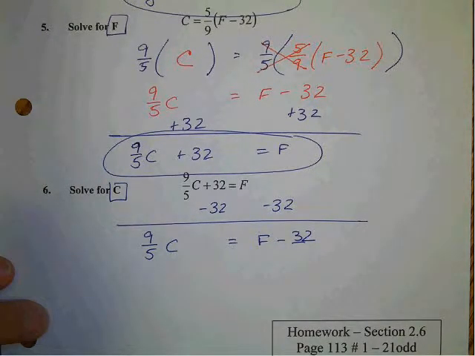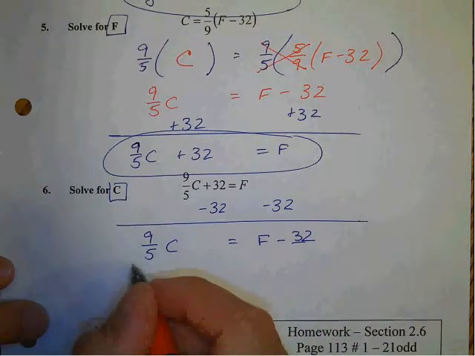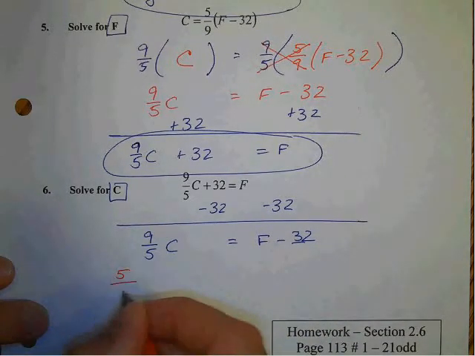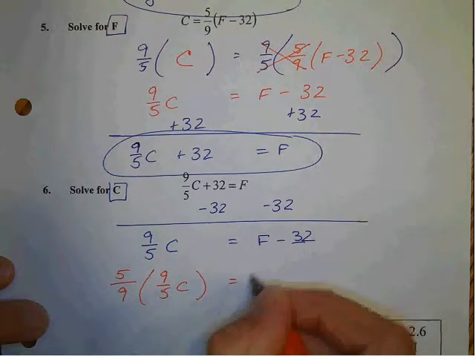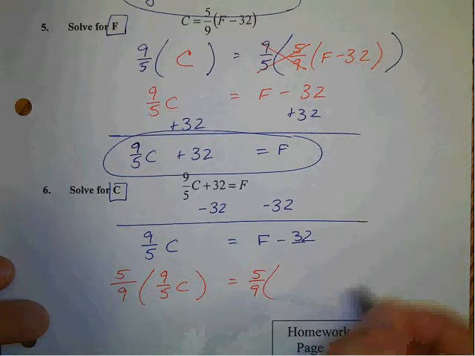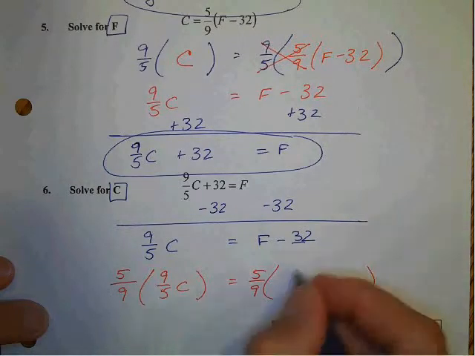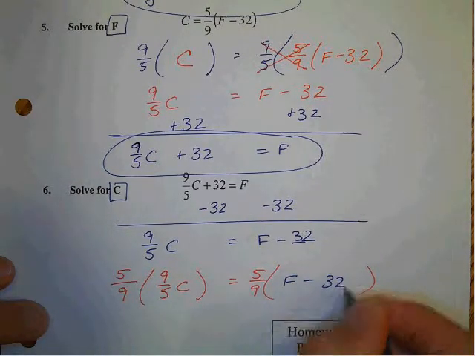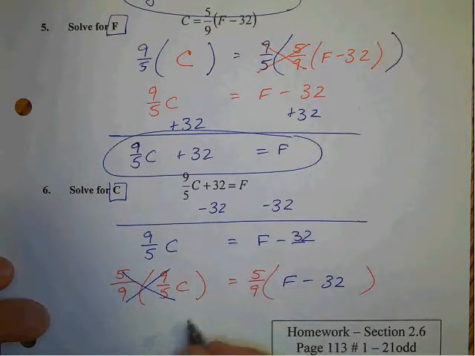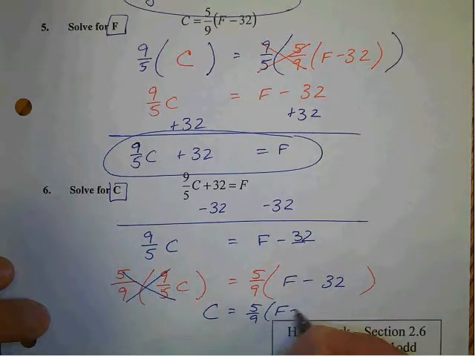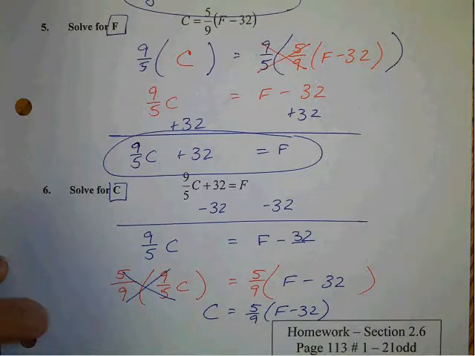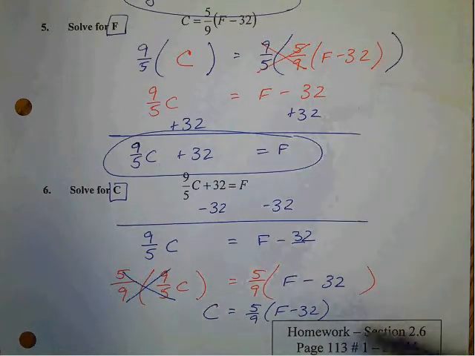Our next step will be to multiply both sides by the reciprocal of the fraction. So notice I'm putting the 5/9 out front in both cases. Those two cancel, leaving us with c equals 5/9 times f minus 32. So in both cases, I'm just trying to show you the steps for kind of walking through this as we go.